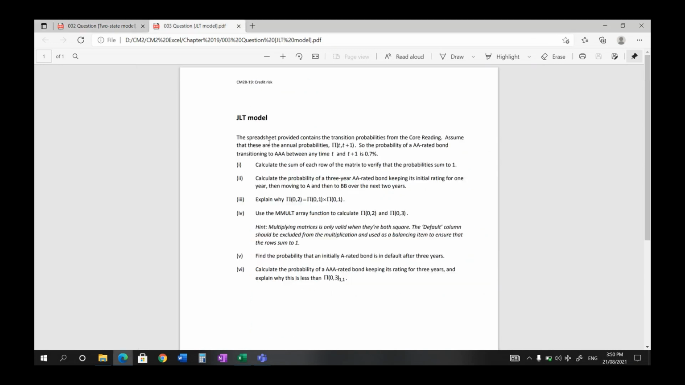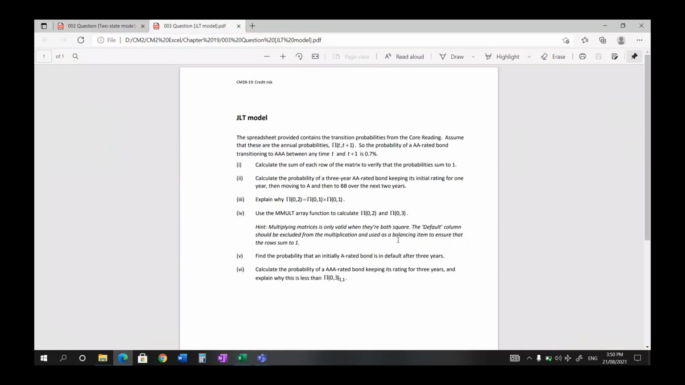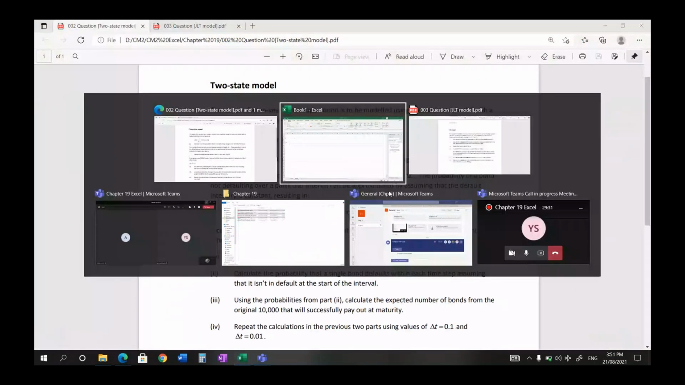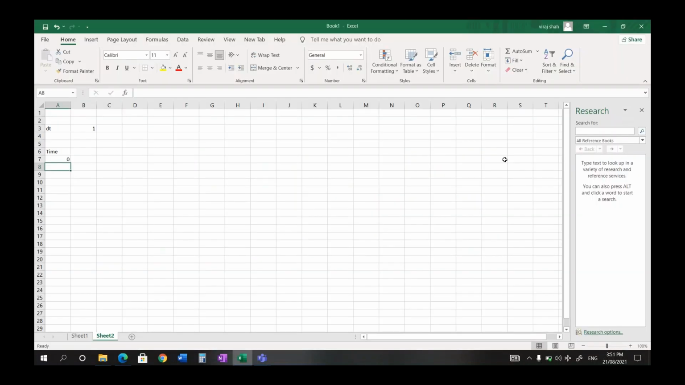So basically I'm writing my dt to be equal to 1. I'm just making my time difference equal to 1. Nothing new. So it was 0 to 10. Now describe how the probability of default would change over the life of the bond.